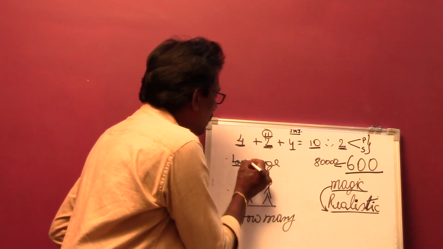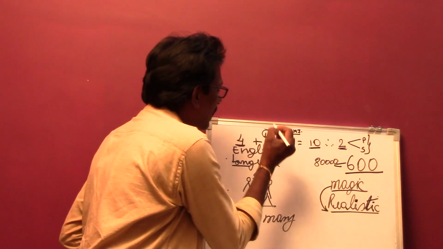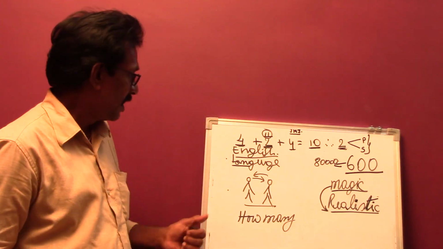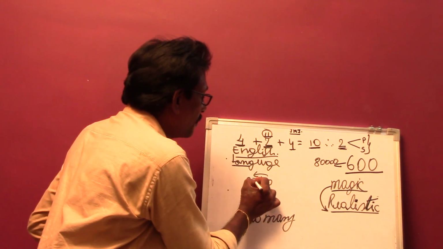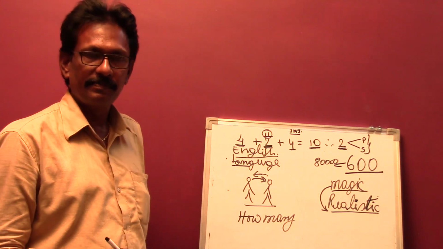What is English? English is a language. Then what is a language? It is communication between 2 persons.